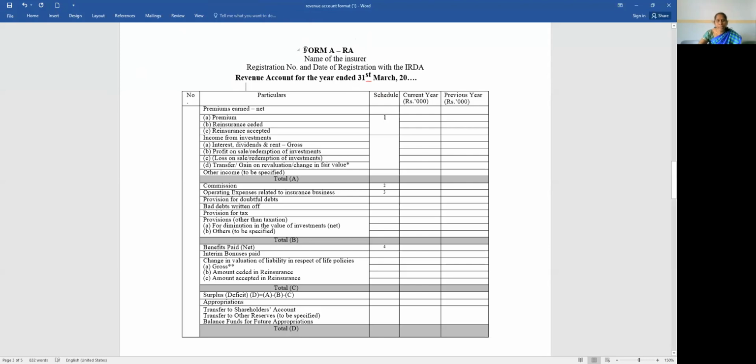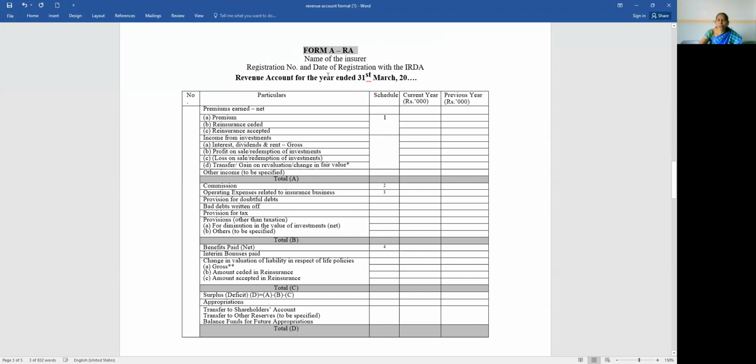Okay, you have to write first Form A. RA means revenue account, and you have to write the name of the insurance company. You can write Star Insurance Company, HDFC Insurance Company, whatever the name of the company, you should write on the top. And if they have given any registration number and date of the registration with IRDA, that can also be mentioned at the top. If it's not available, you can leave that.